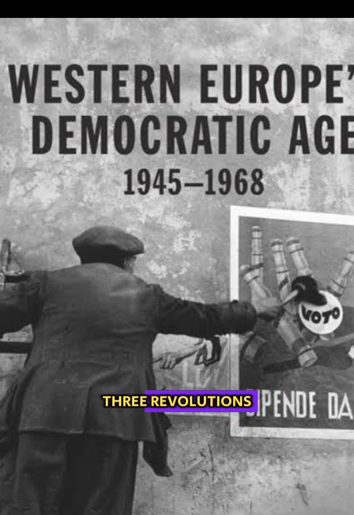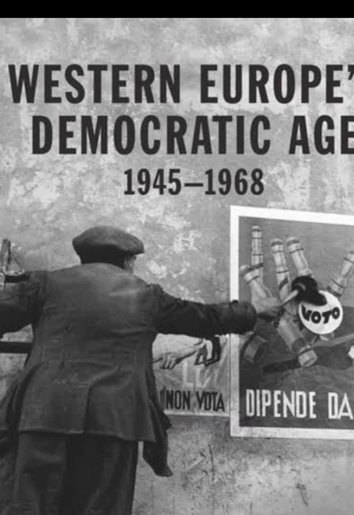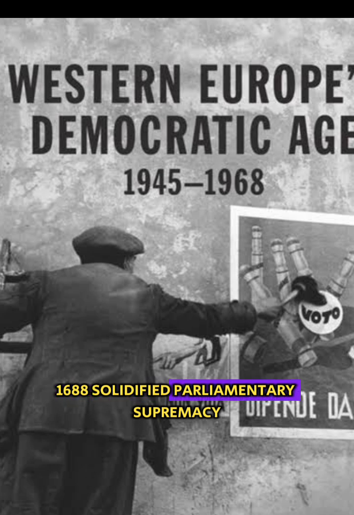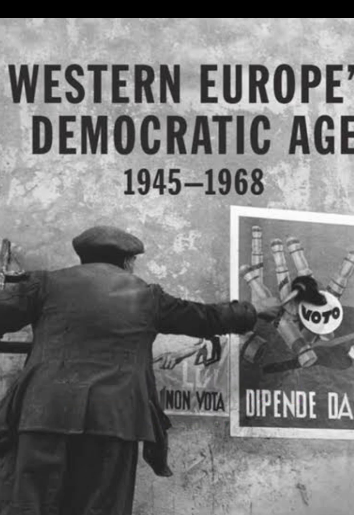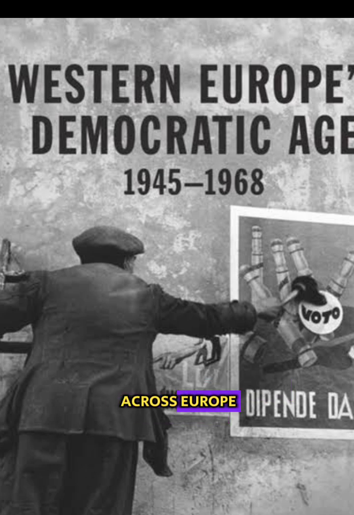3. Revolutions. English Civil War, 1642 to 1651, limited the power of the monarchy and led to the establishment of a constitutional monarchy. Glorious Revolution, 1688, solidified parliamentary supremacy in England. French Revolution, 1789, overthrew the monarchy and introduced ideas of popular sovereignty, inspiring other democratic movements across Europe.